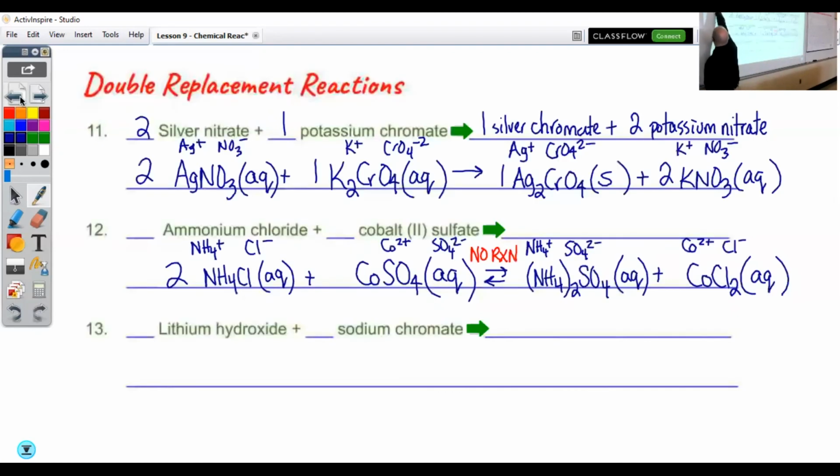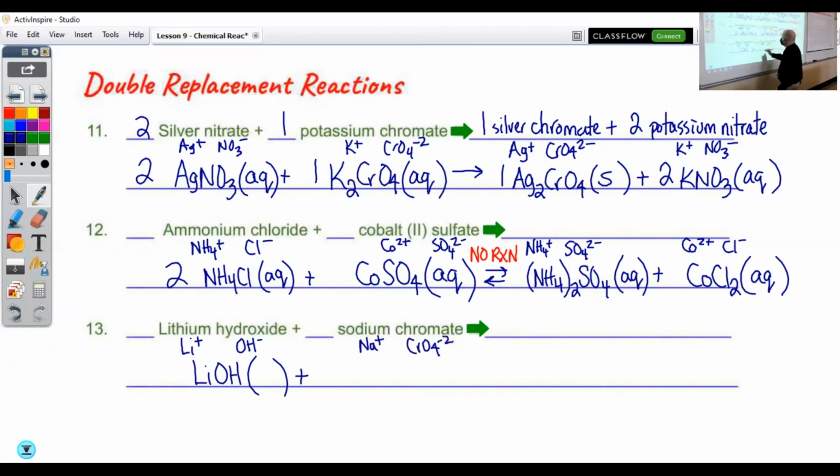Okay, let's look at our last example. In this case, we have lithium hydroxide. Lithium is +1, hydroxide is -1. LiOH is going to be the formula. For the second part, we have sodium and chromate. Sodium is +1. Chromate, CrO4 2-. When we form a compound from these two, we'll get Na2CrO4.